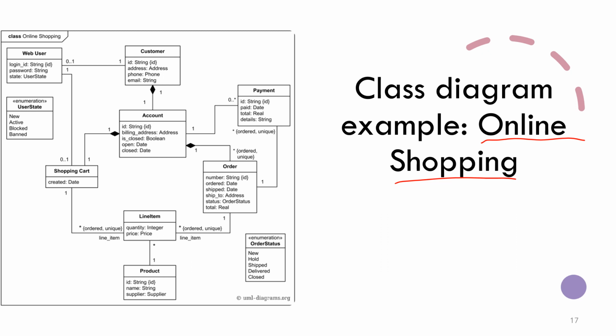For those of you creating an online shopping system, you may follow and take some structure from this one. The basic structure is this: customer, account, order, payment, product, shopping cart. This is a new line item.